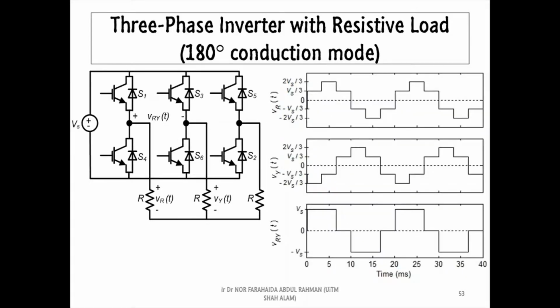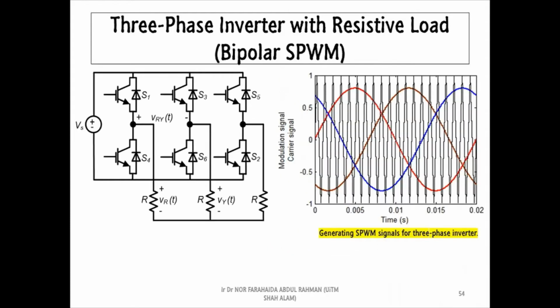For the PWM method, typically, we will apply the bipolar PWM control technique. To generate the control pulses, we need 3 reference signals and 1 carrier signal. The reference signals have the same amplitude and frequency as the desired 3-phase output voltage waveform.